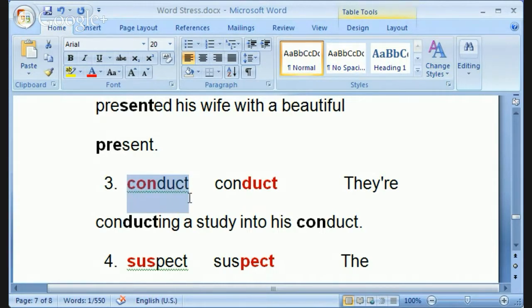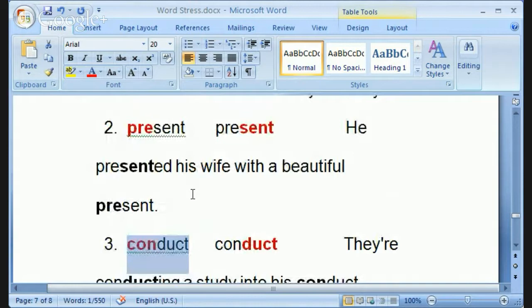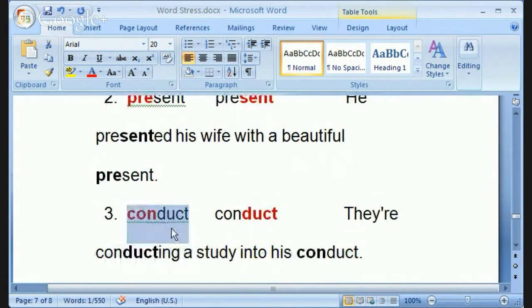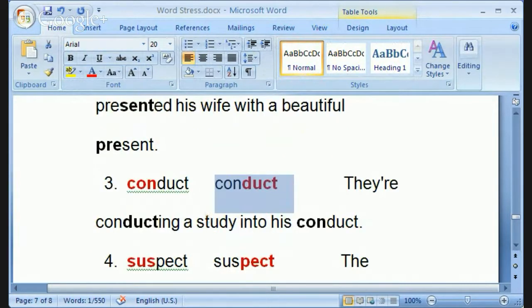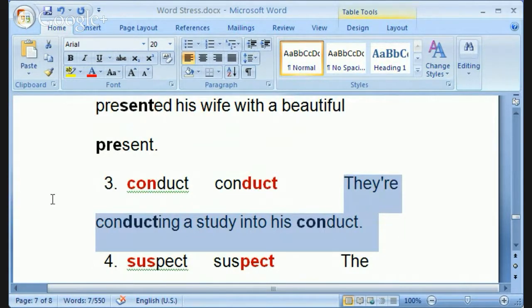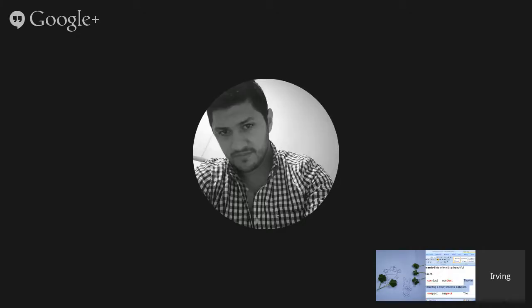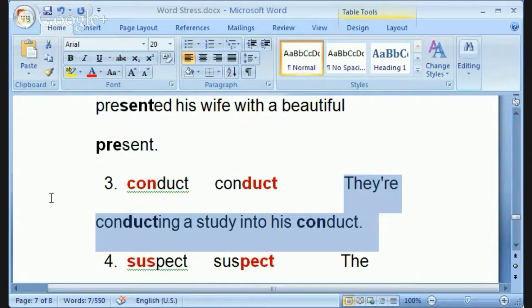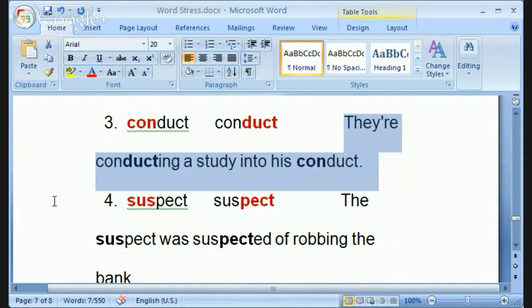In the noun form, conduct. Oh, I'm sorry, I'm saying that wrong. I'm saying it like the verb. Conduct. Your conduct. And the verb form is conduct. Very distinct difference here. Irving, you want to try this sentence? They're conducting a student into his conduct. Perfect. Okay, you're good at this. All right. Very good.